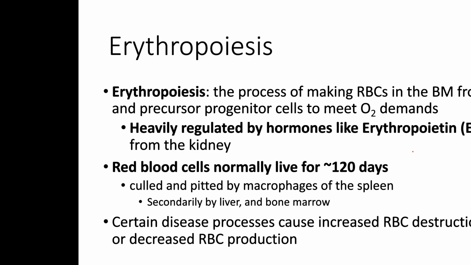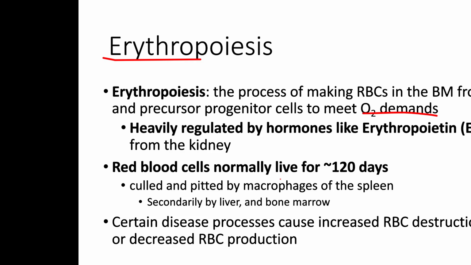Erythropoiesis, if you love your root words, erythro just referring back to erythrocytes or red cells, and poiesis, which is the generation. So all we're talking about is just the process of making RBCs in the bone marrow. And the reason that we need to do this is to help the body meet oxygen demands. Erythropoiesis is heavily regulated by hormones, especially erythropoietin, which is generated from the kidney.